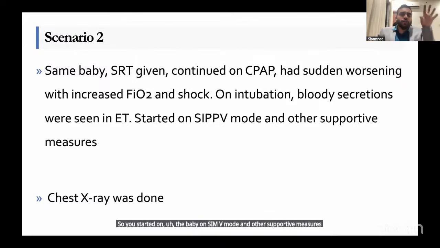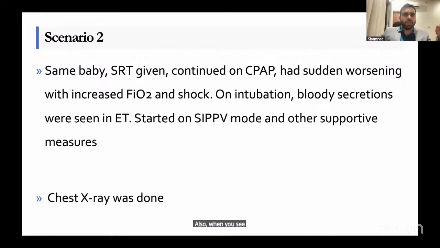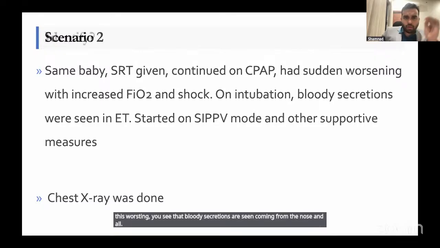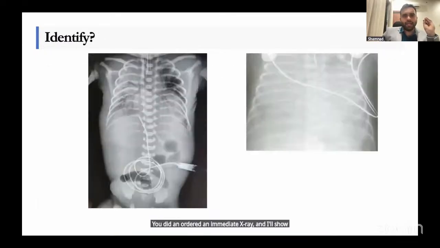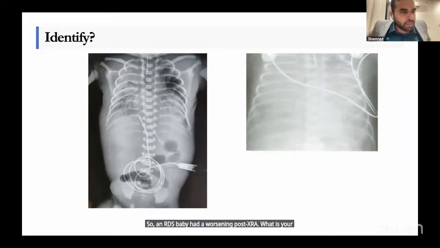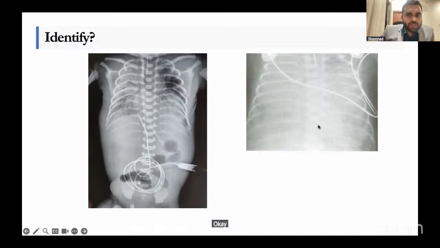So an RDS baby on CPAP, you gave surfactant. Post surfactant, you see a worsening. And while you try to intubate the baby for this worsening, you see that bloody secretions are coming from the nose and all. You ordered an immediate X-ray, and I'll show you the X-ray. Now, what will be your finding in this case? So an RDS baby had a worsening post surfactant. What is your finding? Yeah, pulmonary. Dr. Ishma has told pulmonary hemorrhage. Any other answers? Okay. So you can see the two images.